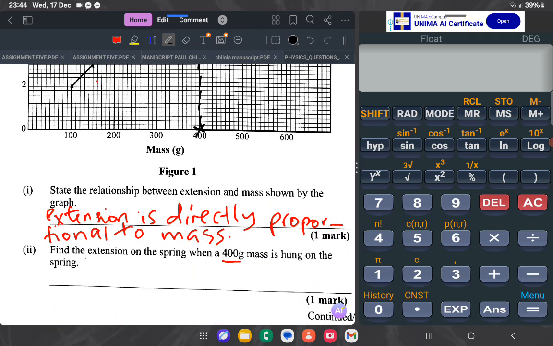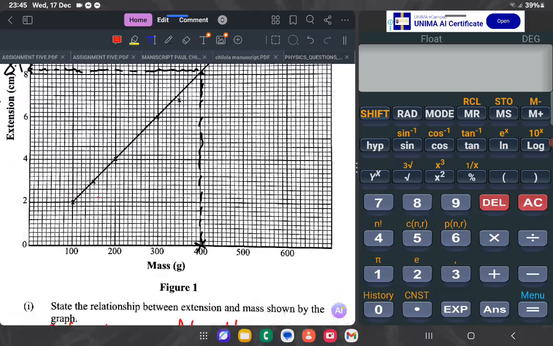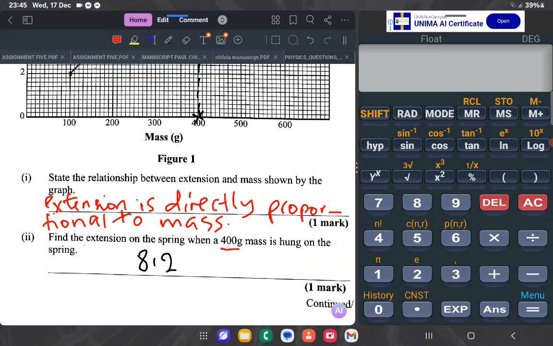That's very beautiful. So we have 8.2. Don't forget the units of extension. Extension is in centimeters, so indicate this as 8.2 centimeters. That's what we have.